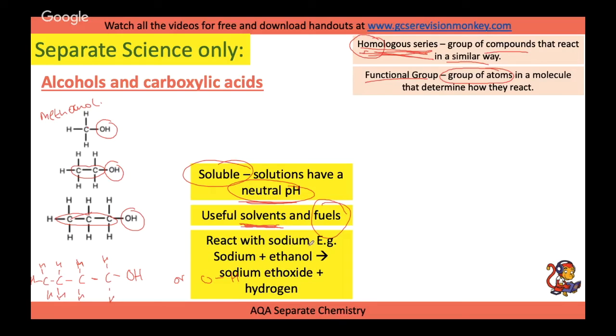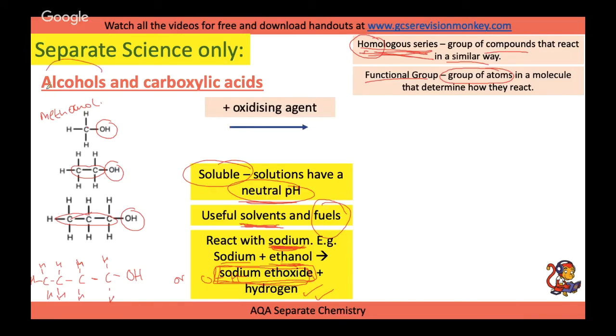You need to know that they react with sodium. Bit of a random equation that we need to know about. But let's say, for example, sodium reacting with ethanol would make sodium ethoxide. I very much doubt they'll ask you to recall that, but they do want you to know that it produces hydrogen as well. So sodium and ethanol would make sodium ethoxide and hydrogen. Again, if you reacted methanol with that, you'd make methoxide and hydrogen gas still.